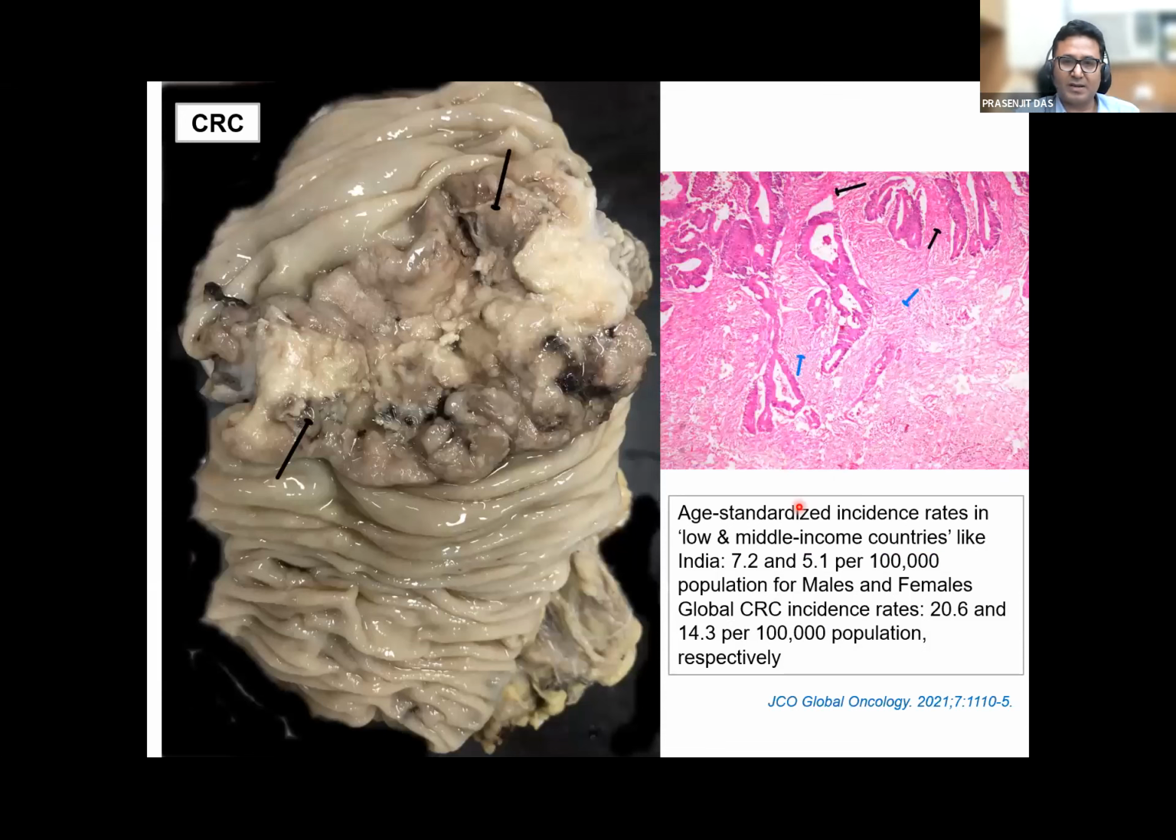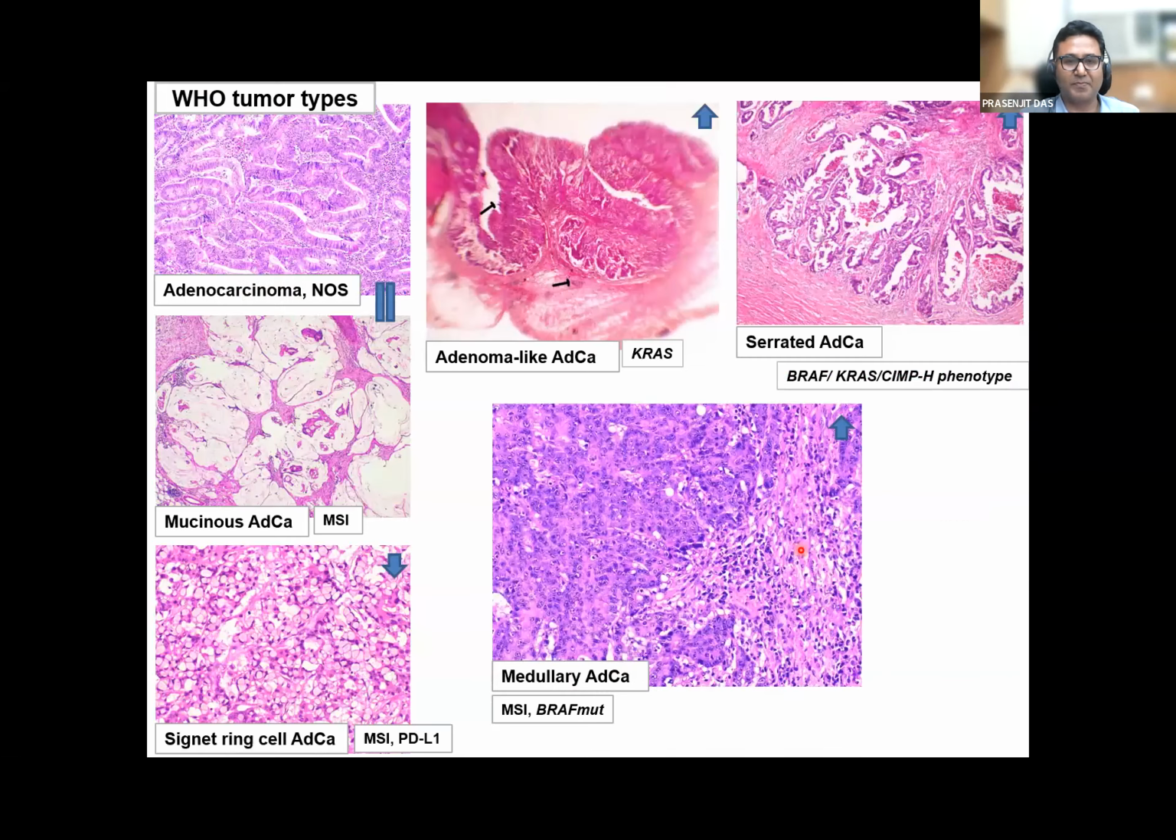As already has been highlighted, colon cancer incidence in a low socioeconomic country like India is much lower than the Western countries, but the incidences are rising in both less than 50 and more than 50 years age group. So first, I will touch upon what are the WHO tumor types we identify and how they are related with the prognosis. So this is the garden variety of adenocarcinoma. We call it adenocarcinoma NOS, as it has a very nice glandular pattern.